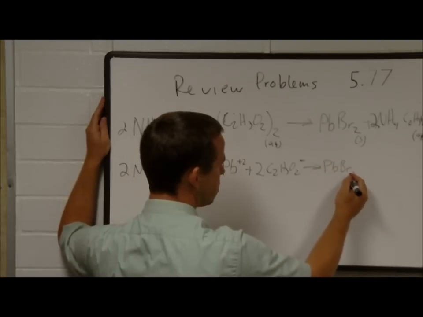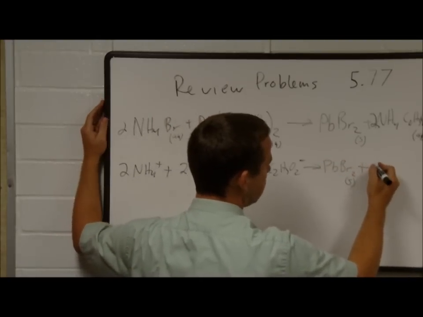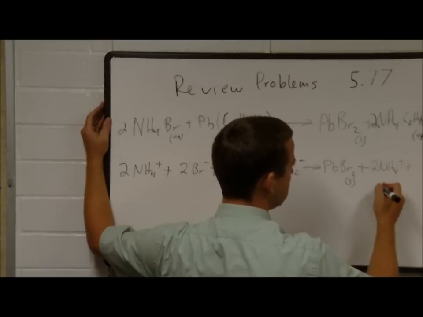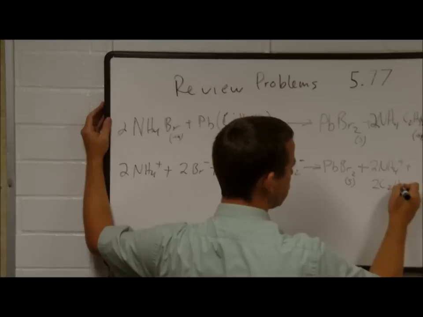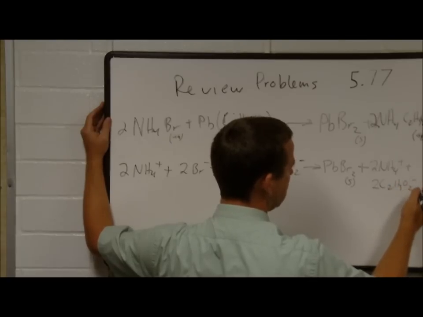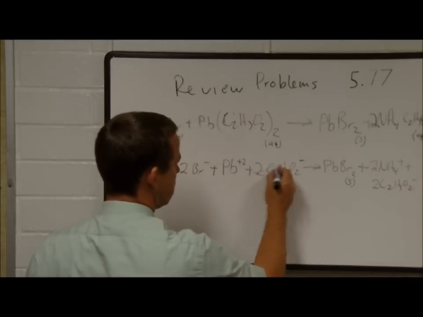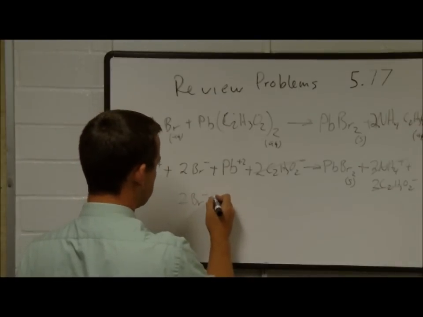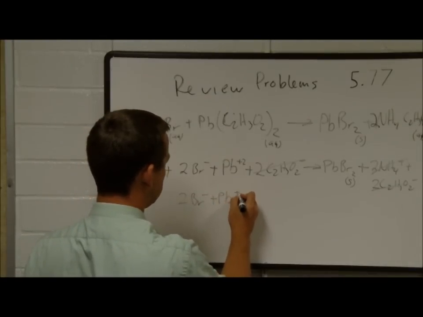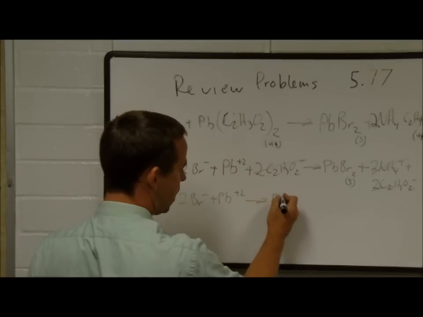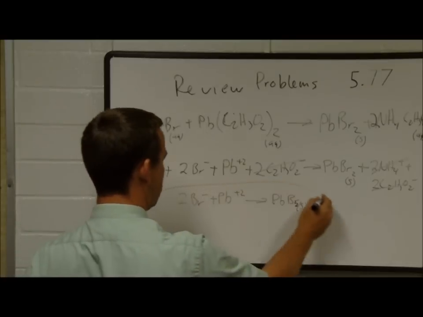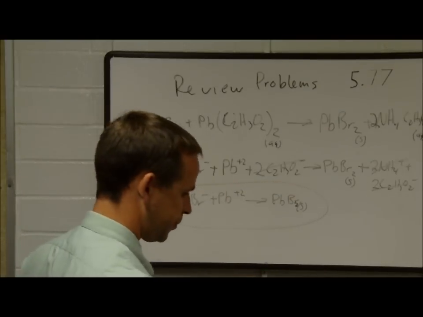lead bromide is a solid, insoluble, two NH4 plus ammonium ions, two C2H3O2 minus acetate ions. All right, the acetate ions, the ammonium ions, we have two Br minus plus Pb 2 plus, yielding lead bromide solid. So that is our net ionic equation.